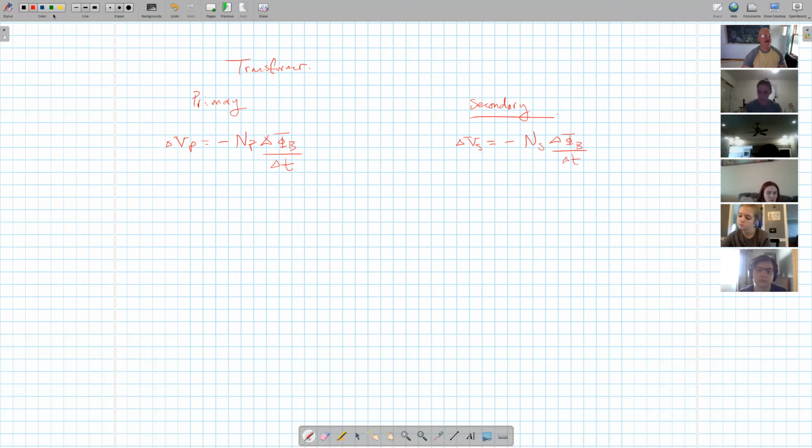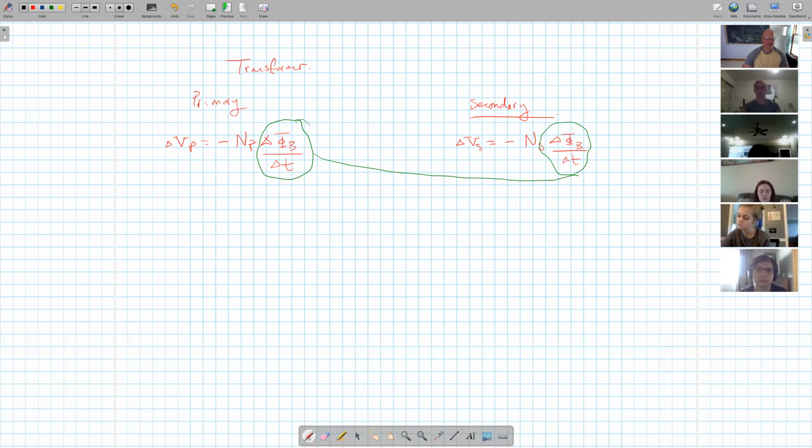Now, again, what has to be true is that the flux here has to be the same as the flux here due to that ferromagnet or that piece of iron. So if I solve this one for the flux and I solve this one for the flux, we can then set these two equal to each other.